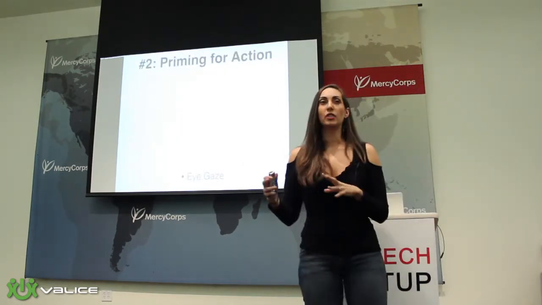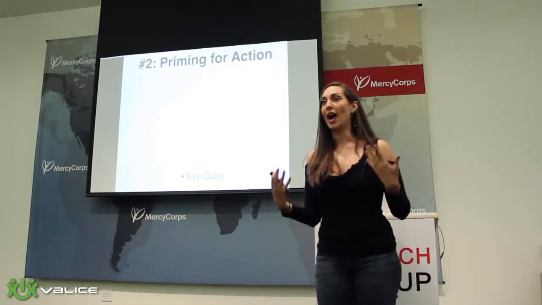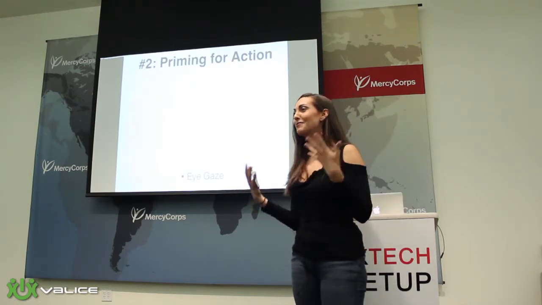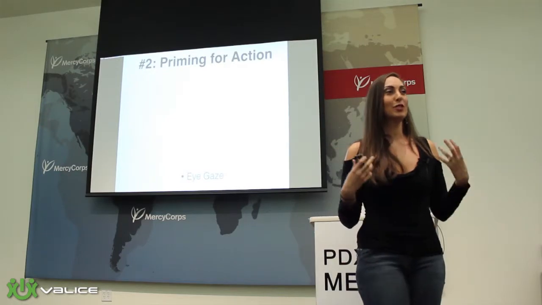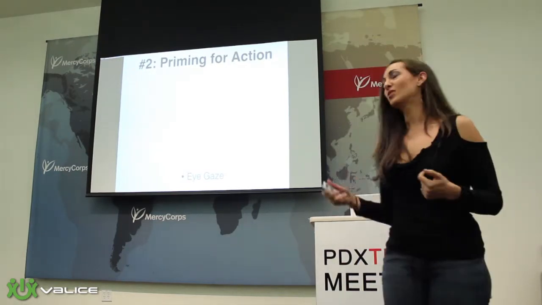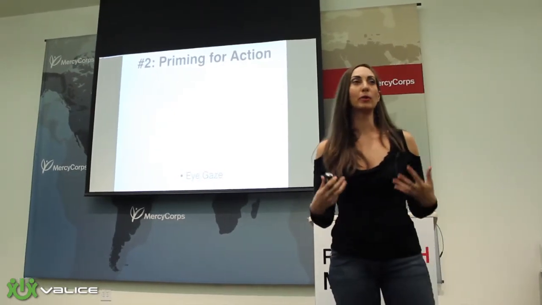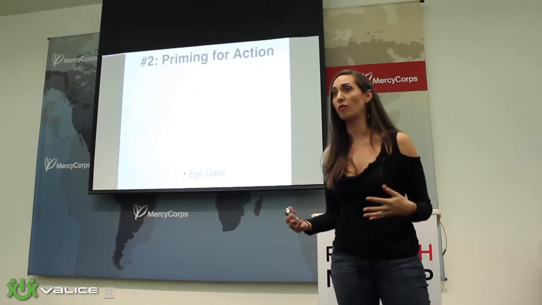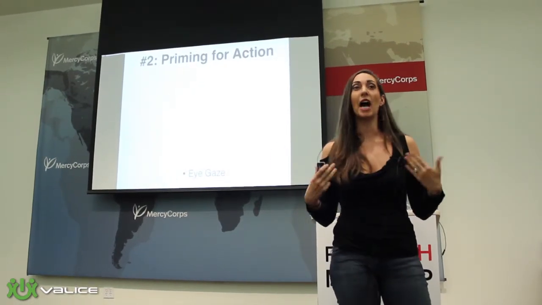Second, this leads me into the next area, which is priming for action. Priming is a schmancy term for getting someone to do what you want when you want it. One of the things you can do is prime people to take the action you want with your software or with your products by using eye behavior.